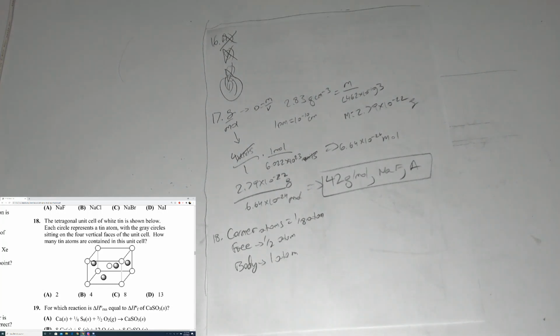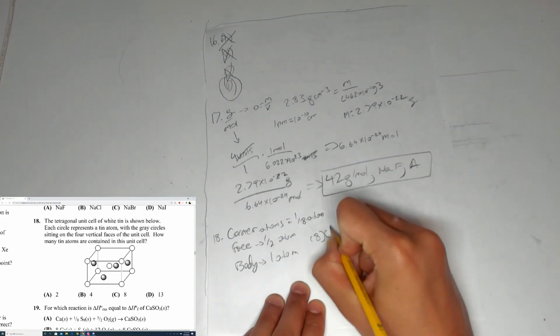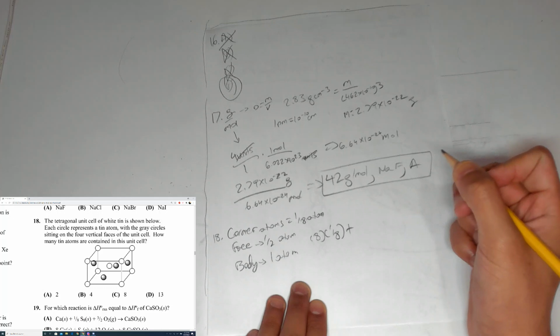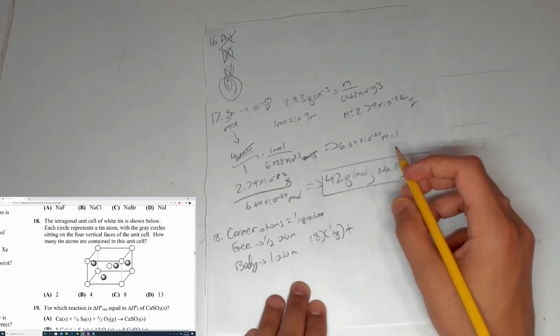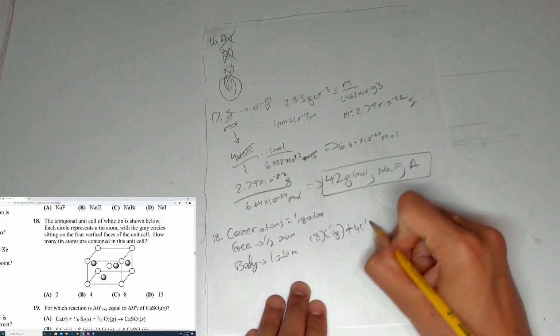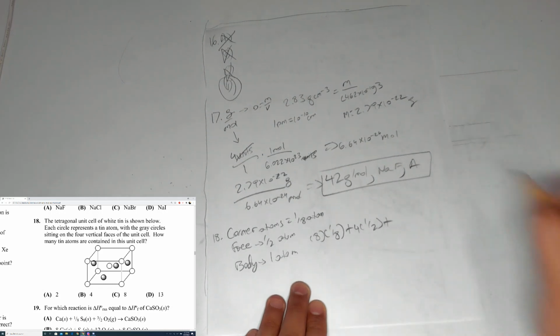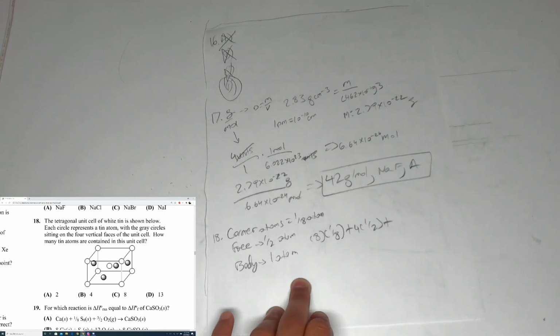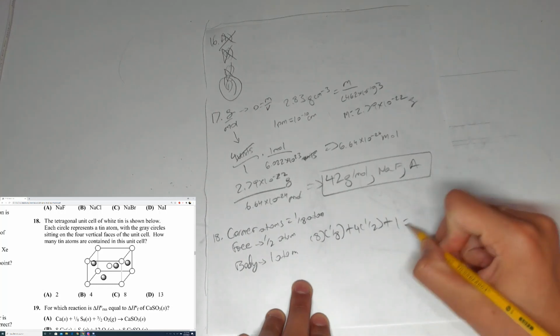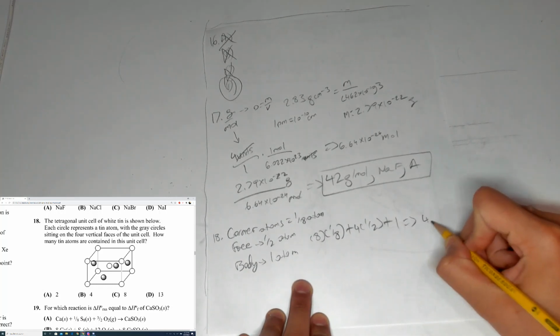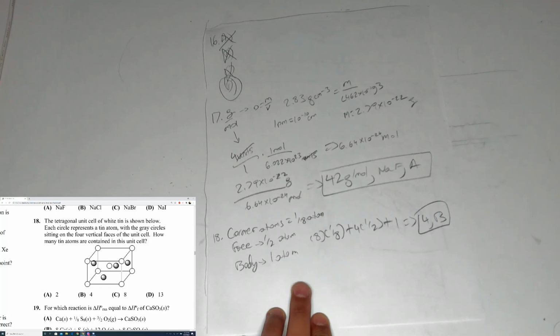So let's begin. There are 8 corner atoms, and each counts as 1/8 of an atom. Then there are 4 gray atoms on the faces, so 4 times 1/2. And then you have 1 white atom in the center, it's kind of hard to see, so that's 1. This gives you 4 atoms, or B. Pretty easy stuff.